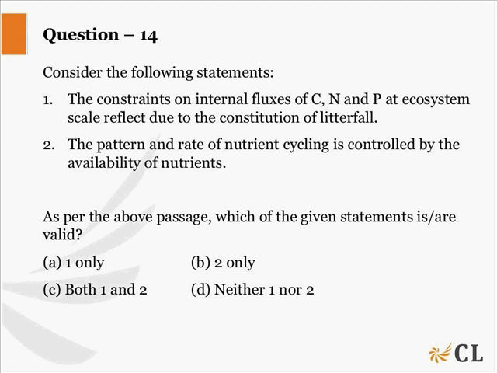Second says the pattern and rate of nutrient cycling is controlled by availability of nutrients, right? Whereas if I remember the passage correctly, and since you have the physical copies in front of you, you will see that there is also one more factor affecting it, and that is seasonality. So since there is one more factor other than availability of nutrients, I cannot be sure for that. So my answer should be 1 only, not 2, so my answer should be A, alpha, which is 1 only.